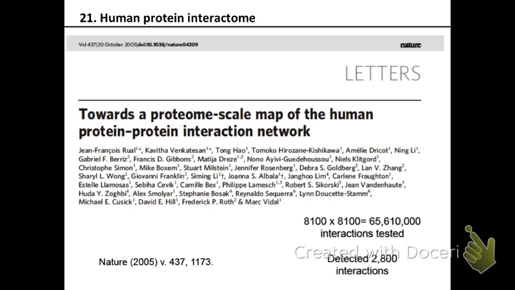All right. So this type of analysis has also been used to analyze human proteins. So this is the human protein network. In this case, 8,000 proteins have been tested against each other. So that many interactions have been tested, and they found 2,800 interactions. So that was about 5 years after the yeast paper.